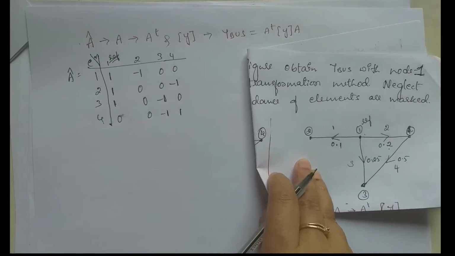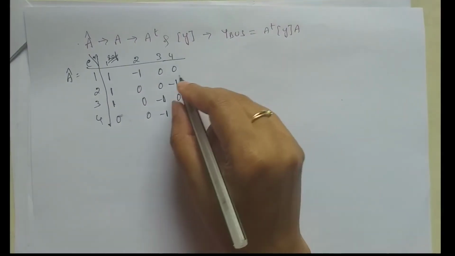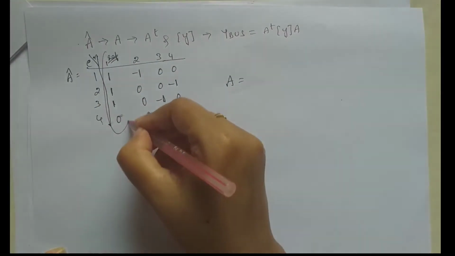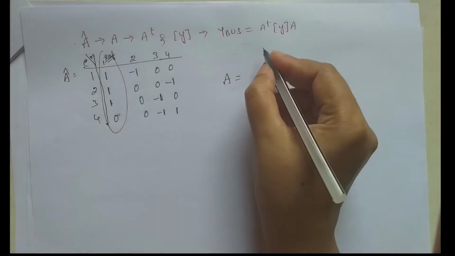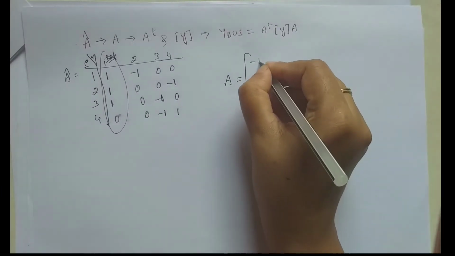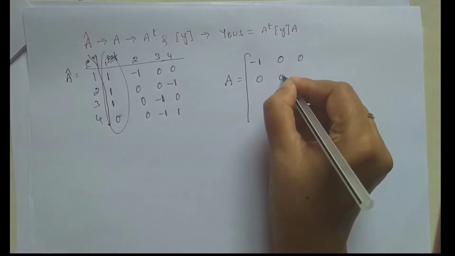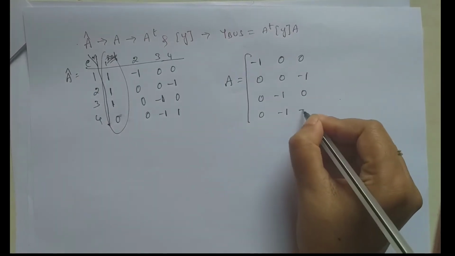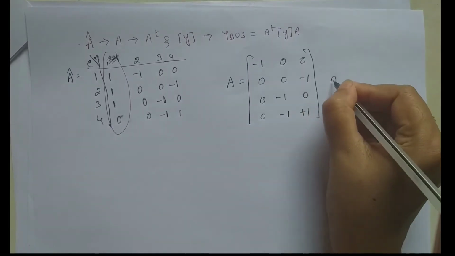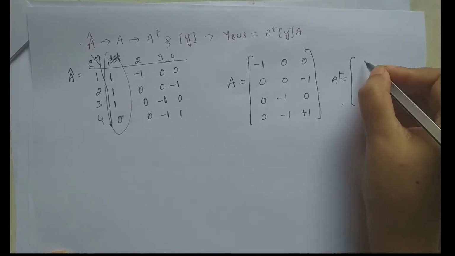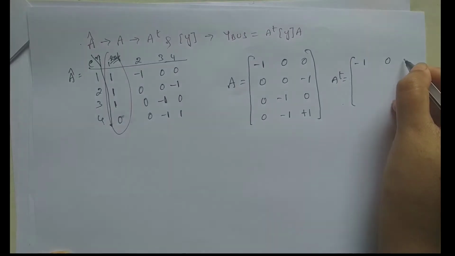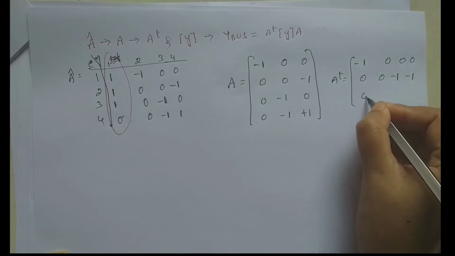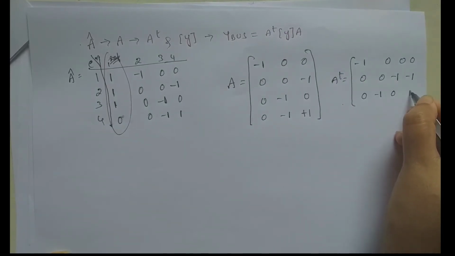Next, in order to get A from matrix A cap, we have to delete the column corresponding to the reference node. Then A will be -1, 0, 0, 0, 0, -1, 0, -1, 0, 0, -1, +1. A transpose would be -1, 0, 0, 0, 0, 0, -1, -1, 0, -1, 0, 1.